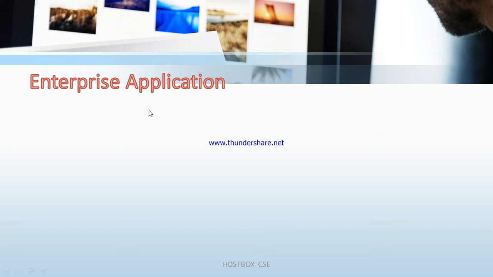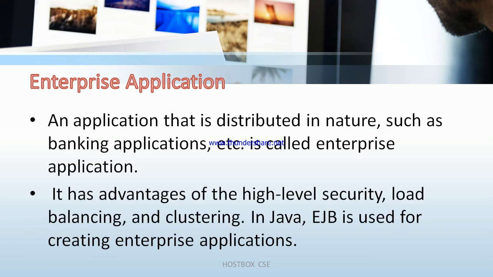Then enterprise application: an application that is distributed in nature, such as banking applications, is called an enterprise application. So what is an enterprise application? The application should be distributed in nature, like banking, for example. It also has the advantages of high-level security, load balancing, and clustering. In Java, EJB is used for creating enterprise applications. These are some of the things that go into the advanced concepts of Java.